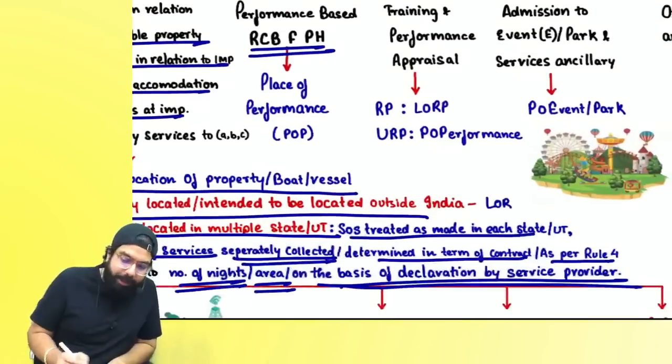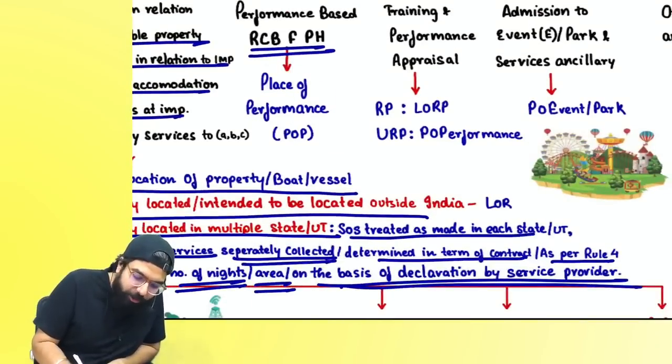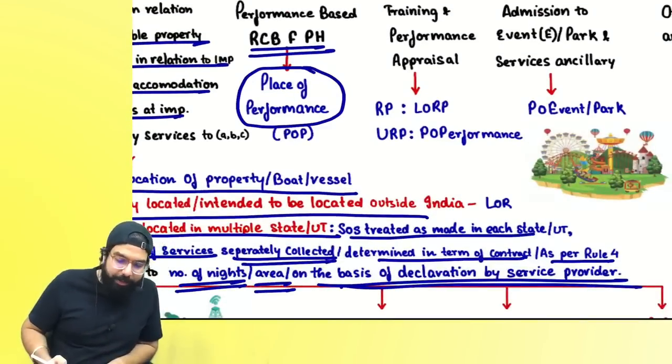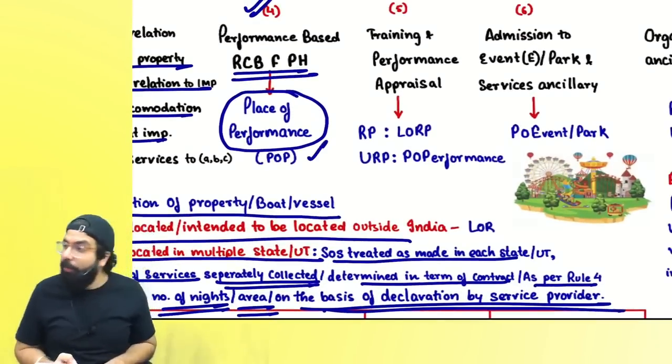In the case of RCBAFPH, the place of supply is always the place of performance. Remember, place of performance.